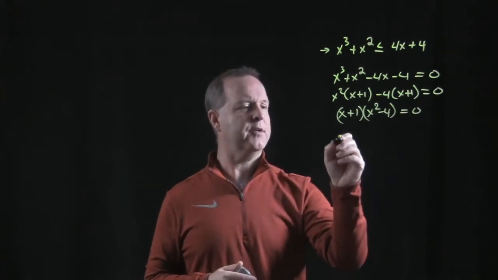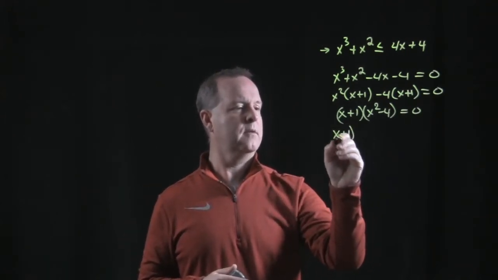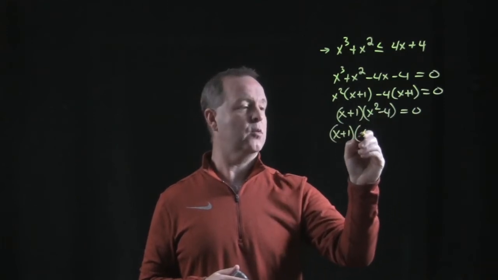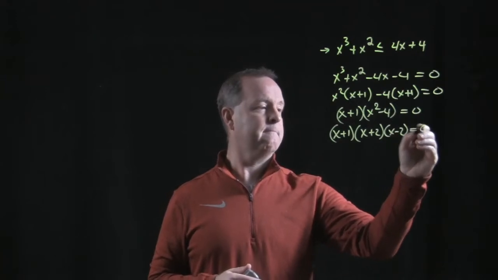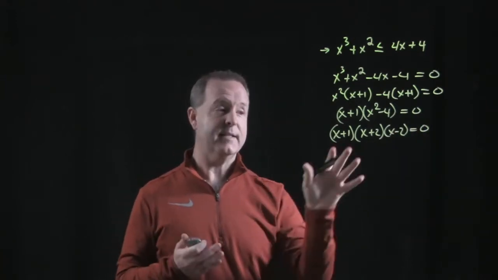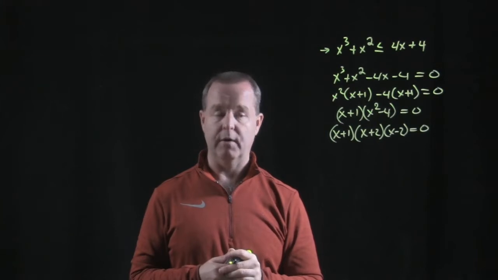So fortunately, we were able to factor it by grouping. It can continue to factor, so I'll have an x plus 1. This is a difference of two squares, so x plus 2 and x minus 2, and that equals 0. This now provides all the boundary points.